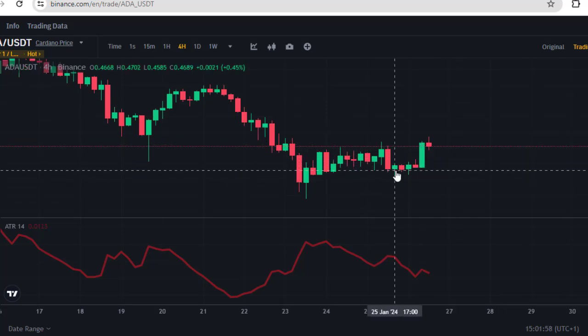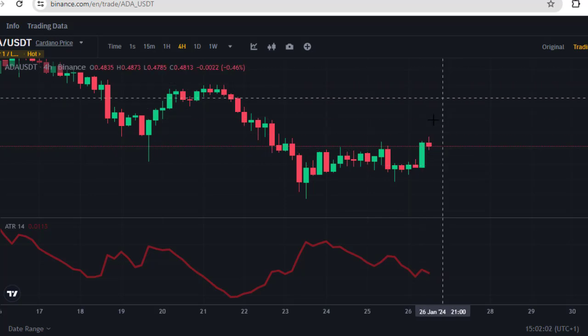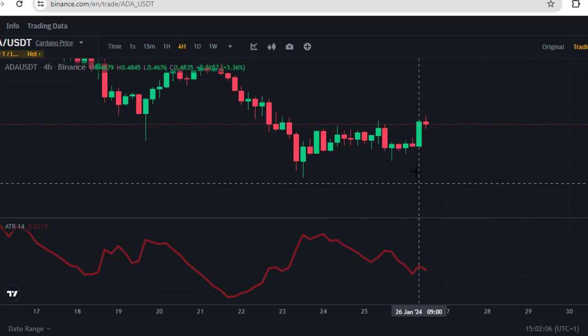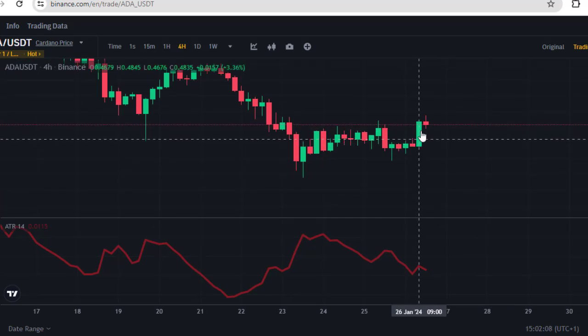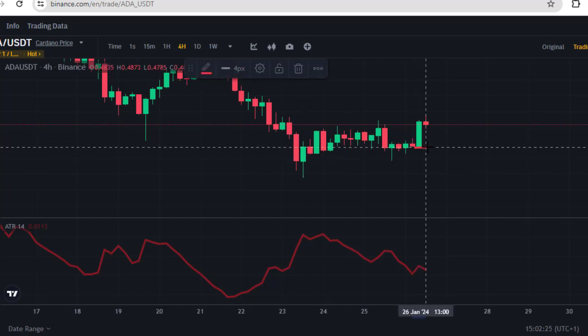Let's say, for example, you do your analysis and you believe that the market is going to move to the upside and you want to know where to place an accurate stop loss. What you have to do is to consider the ATR value of this very candle. So the ATR value of this very candle, if you check right at this very point, is 0.0115. So what I would do is I would take the low of this very candle, which is at this very point right here.